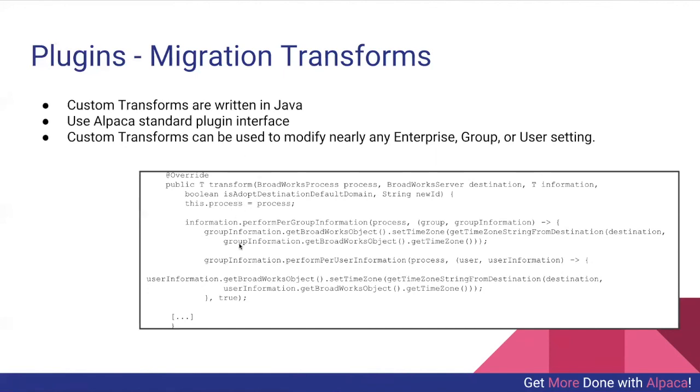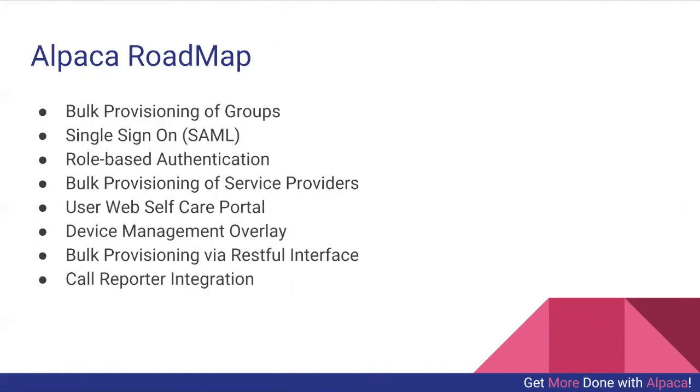And just like we can modify, we can provision nearly any service or user using the user provisioning listener plugins. You can do the exact same thing with the migration transforms. Really, any service that we extract the data on the source and use that data in the destination can be transformed prior to shoving it into the destination.